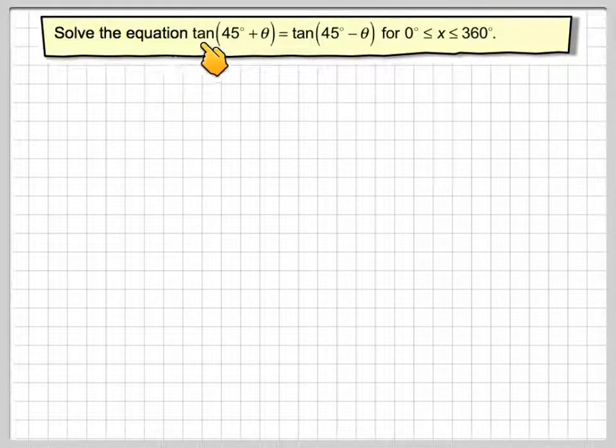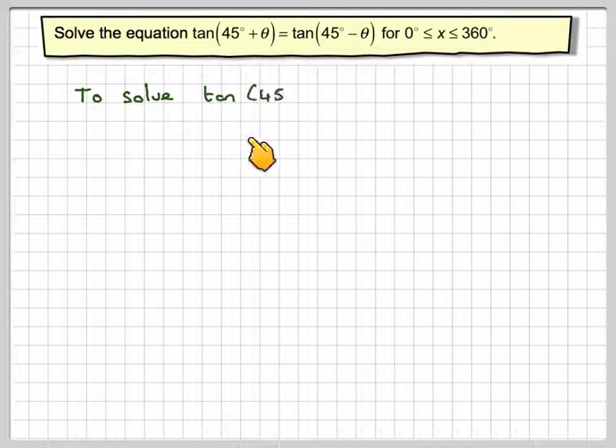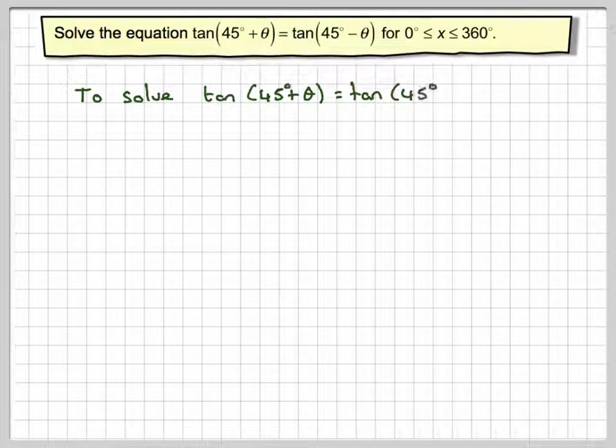Solve the equation tan(45° + θ) = tan(45° − θ) for θ between 0 and 360. So to solve tan(45 + θ) is equal to tan(45 − θ).